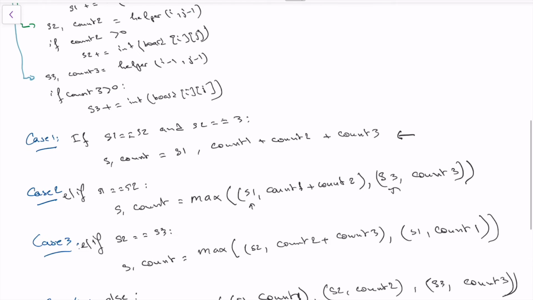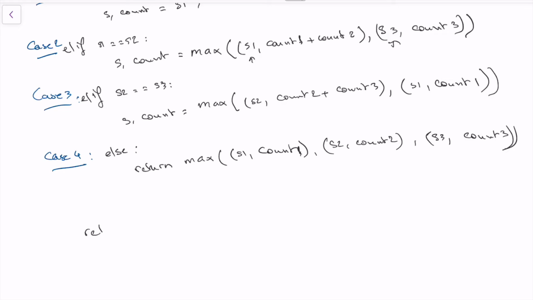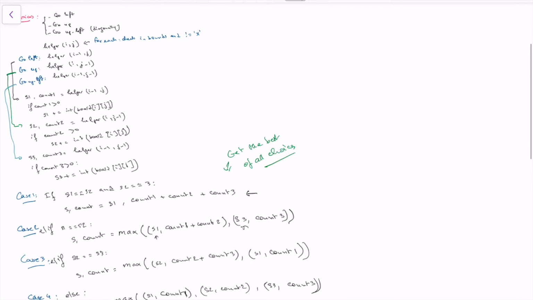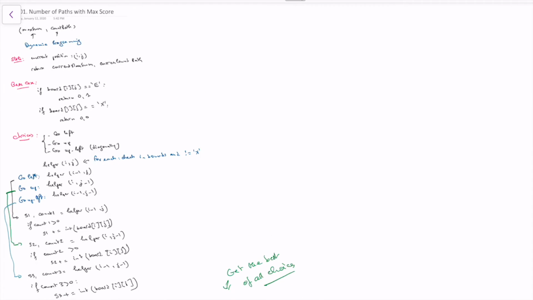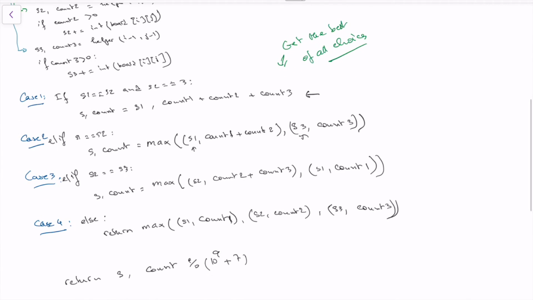So now here we get the best of all choices. That's what we are doing here. And once we are done, we can just return S and count. There is just one thing we should not forget. The problem asks us to return the count mod 10 to the power of 9 plus 7. So this is just following the problem statement. But this is pretty much all there is to it, right? We just do the base case, recurse on all the possible choices, take the best one, and return it.